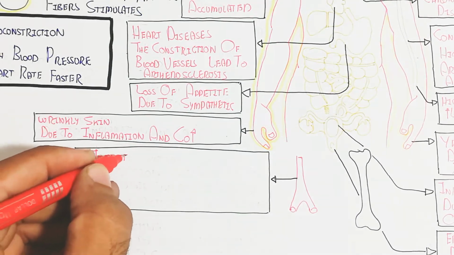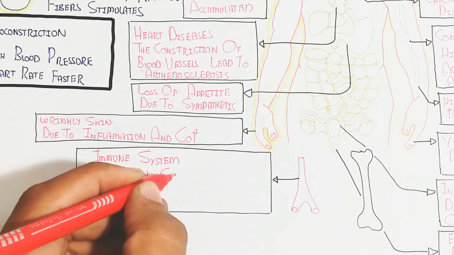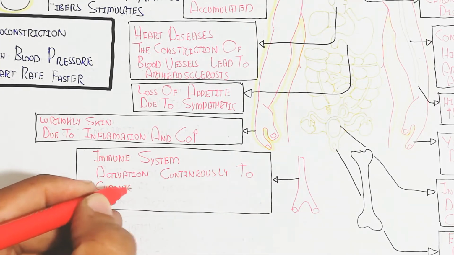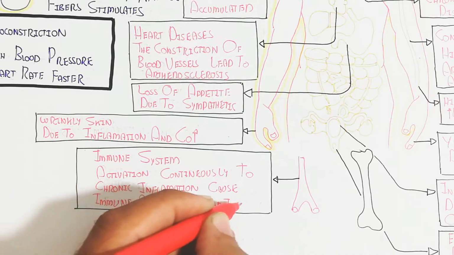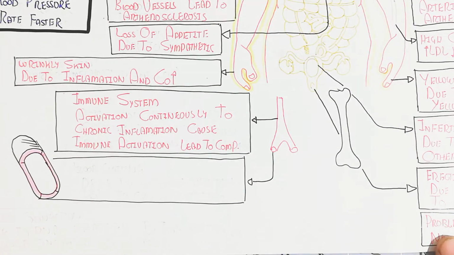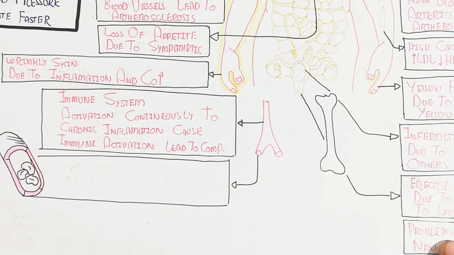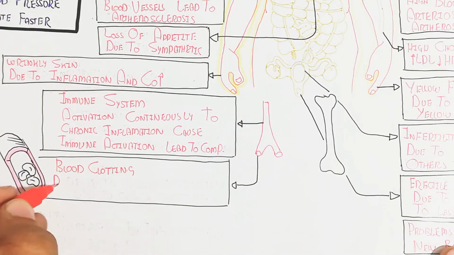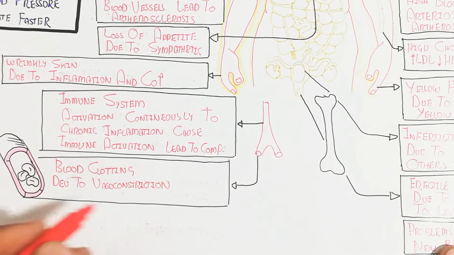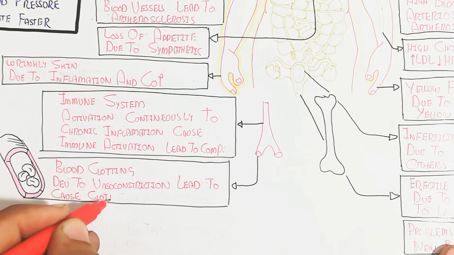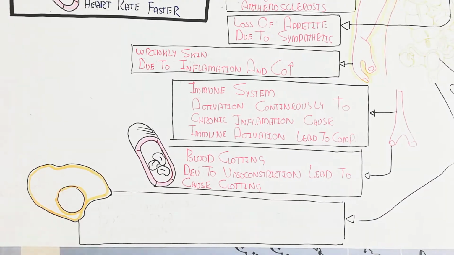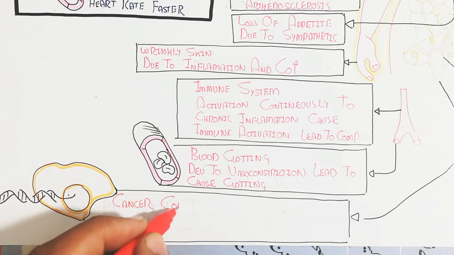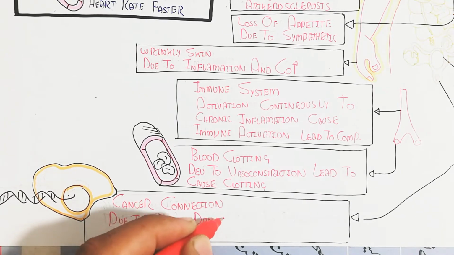So, immune system, let's begin to understand. Continuous activation due to chronic inflammation causes immune activation leading to complications, and in this way autoimmune disorders can happen, along with other problems. Blood clotting is due to vasoconstriction, causing clotting of RBCs and platelets, leading to different types of shock in the brain region, in the leg, in any part of the body. On the other hand, the major and far most important thing is the cancer connection, due to DNA damage by inflammation causing oncogene activation.